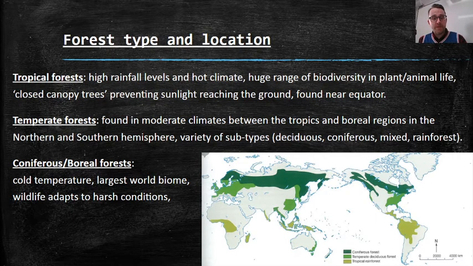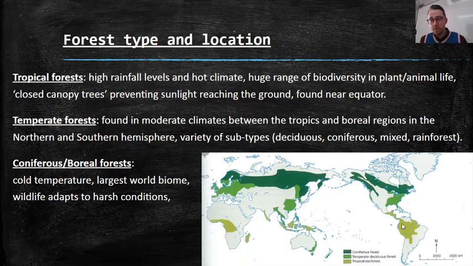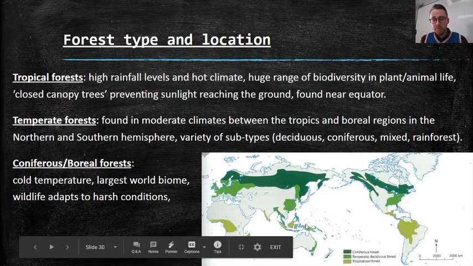They've got closed canopy trees. I'm not going to get into too much detail about that, but basically they're very, very tall trees and they have big leaves, which means that they can absorb light, which means that more trees will grow better in the rainforest. They prevent sunlight from reaching the ground. They are found near the equator. So you can see here on my map of the world, found in the middle, found near the equator of the world. So you've got over here the rainforest in Brazil, in South America. You've got some stuff happening in Papua New Guinea, and over here in Africa.